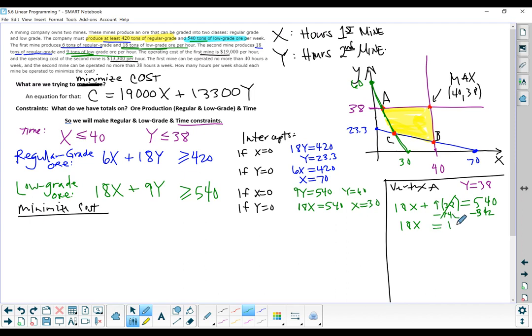Okay, so 18x equals 198. And we divide by 18 to get 11 as our x value. So that's one of our vertices. So the vertex was the x value is 11 and the y value is 38.